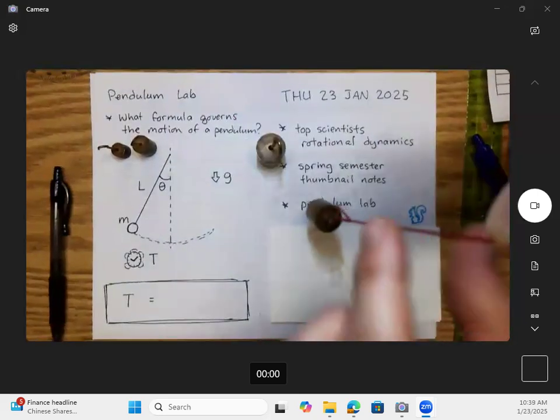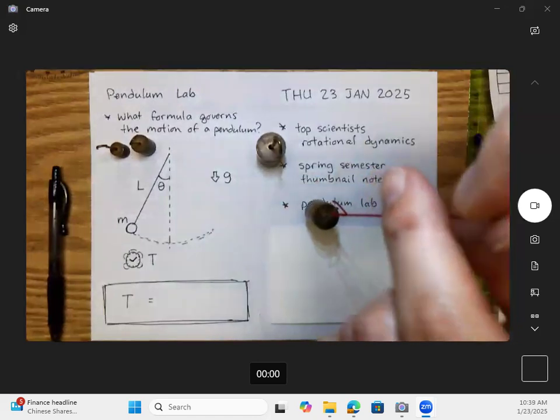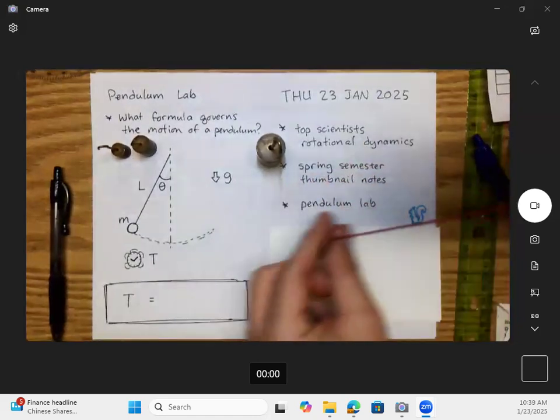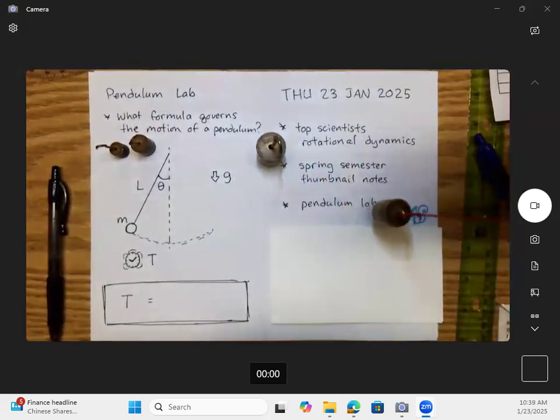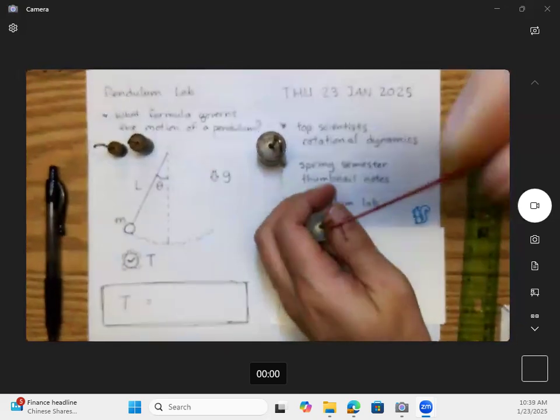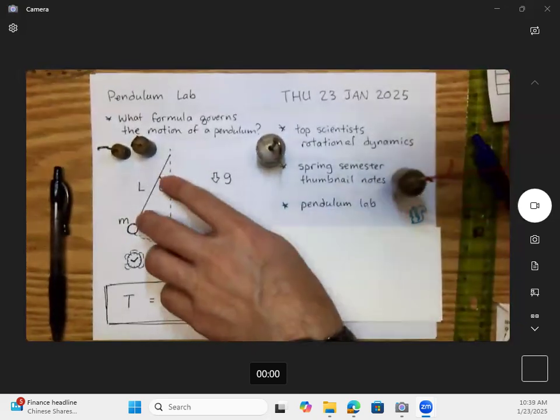Right. Because guys, if I replace the string with like an iron bar, do you think this would probably swing back and forth a little bit differently? Right. So all right. So we're going to say all the mass stays the same. All right. But the length. Okay. So now we're focused on the length of the string.